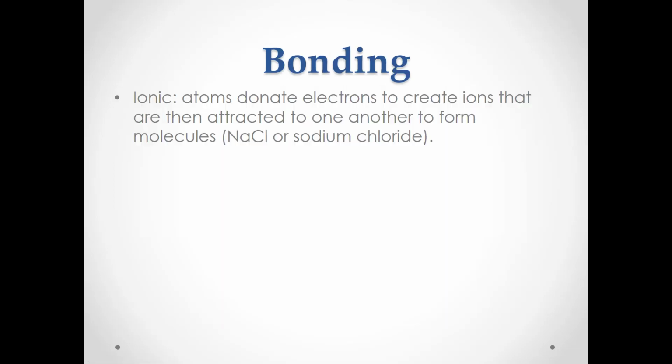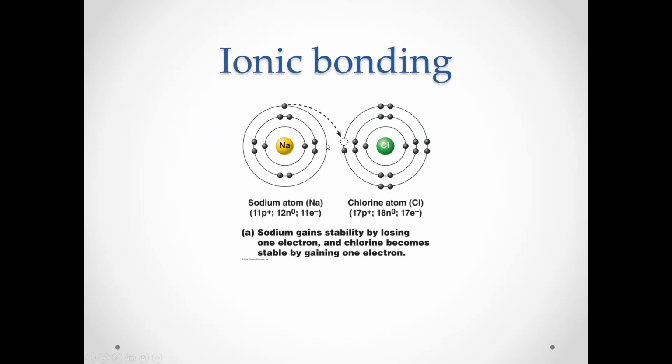All right, now if we do want to create new matter with the atoms, we need to chemically combine them together in a process called bonding. So there are two ways that we can bond. We can bond ionically, or we can bond covalently. In ionic bonding, the atoms involved are going to donate electrons to create ions that are then attracted to one another to form molecules like sodium chloride. So let me show you how that works. It's a lot easier to show you a picture.